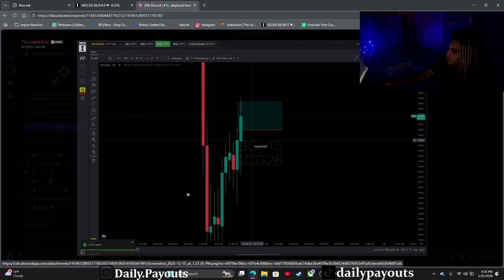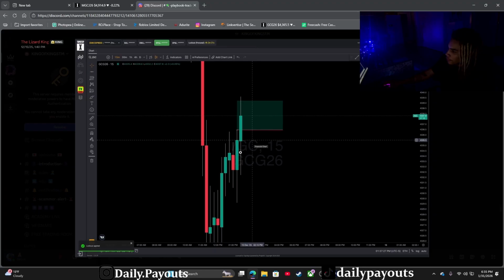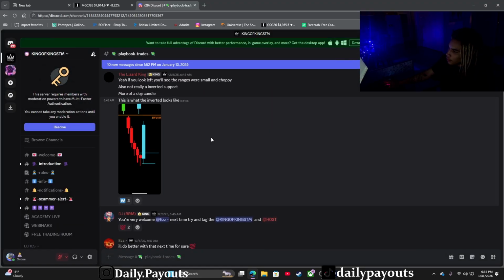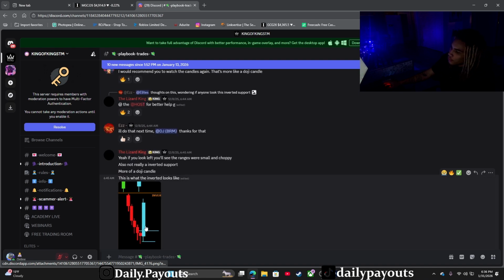And then we come in here, look, breakout trade right here. Broke above the range, boom, full TP. That's probably like $1,200 right there. This is what inverted looks like.